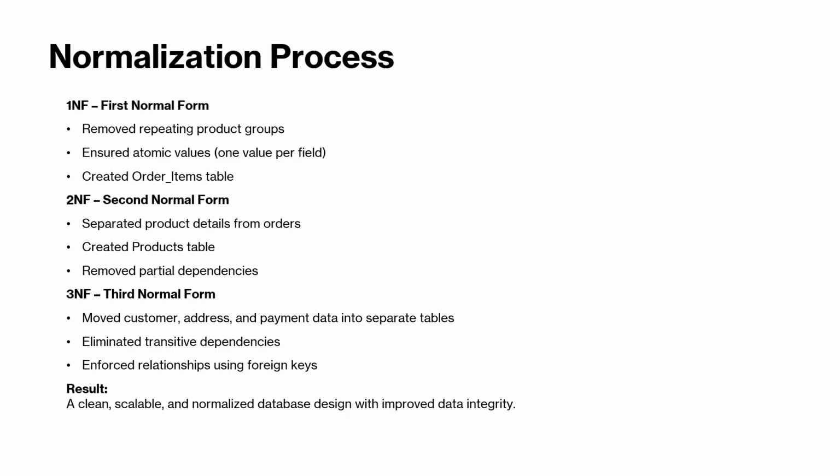To fix these issues, I applied the standard normalization process step by step. In first normal form, I removed repeating product groups and ensured that each field holds a single atomic value. This led to the creation of the order items table. In second normal form, I separated product details into the products table and removed partial dependencies. In third normal form, I moved customer information, addresses, and payment data into separate tables and eliminated transitive dependencies. Foreign keys were added to enforce proper relationships between tables.